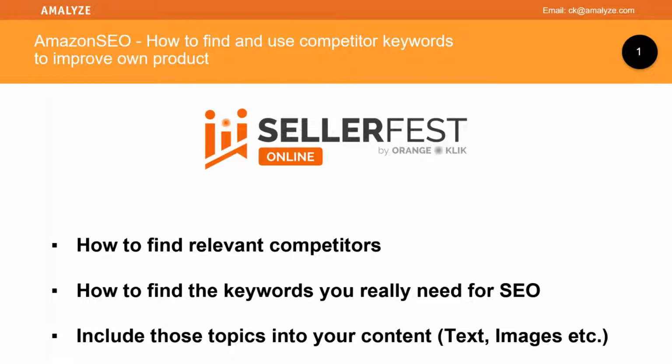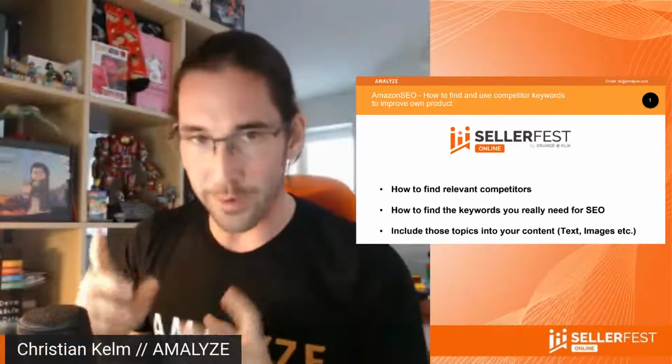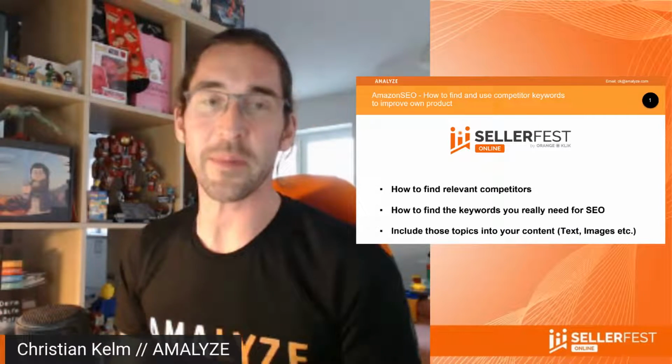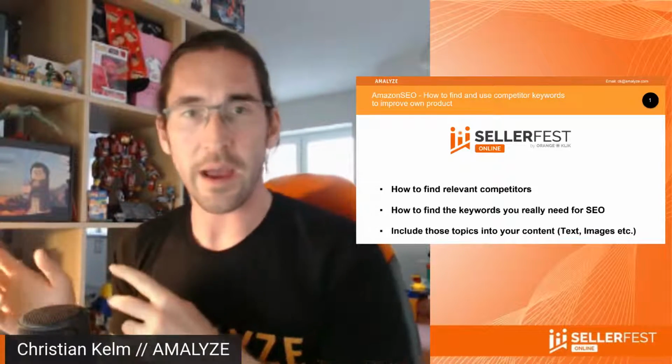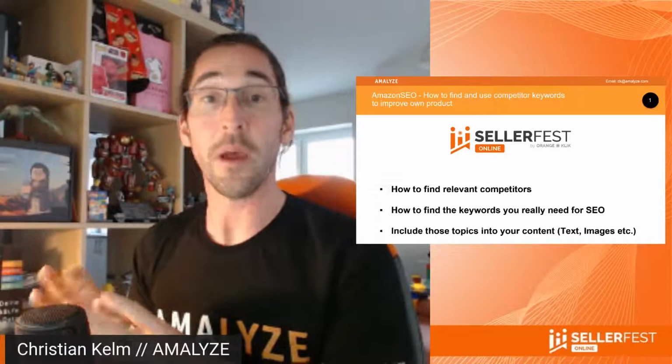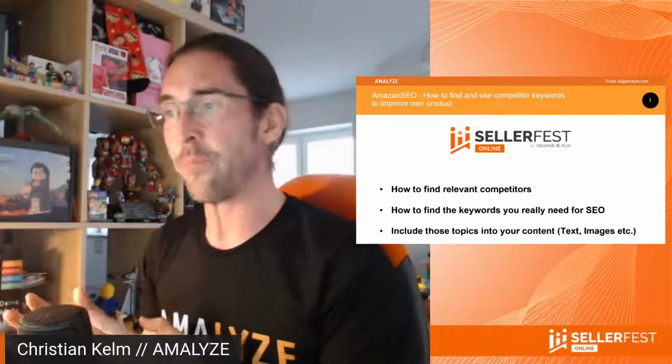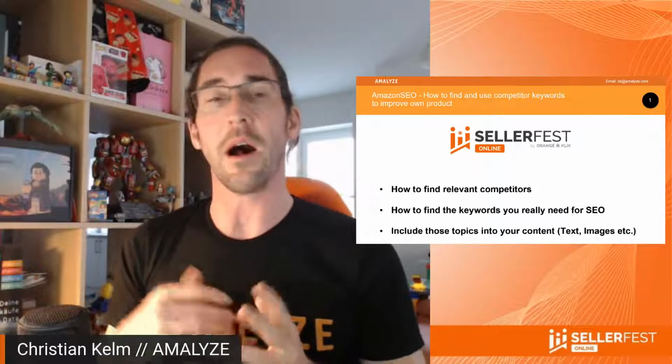And on the other side, how to find the keywords you really need for search engine optimization. There's one big mistake everybody is doing. I will show you that. It's, from my point of view, too much focus on search volume, especially with the new tools of Amazon. We can really focus on where revenue is coming from. And last but not least, how to include those topics into your content.